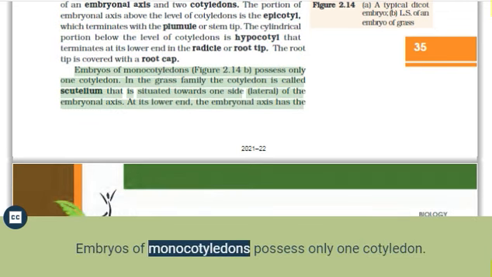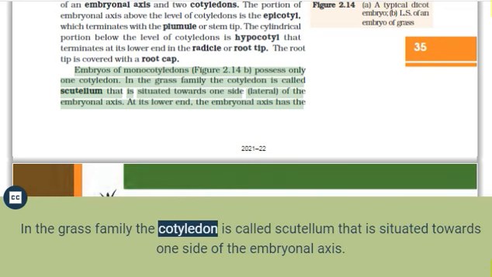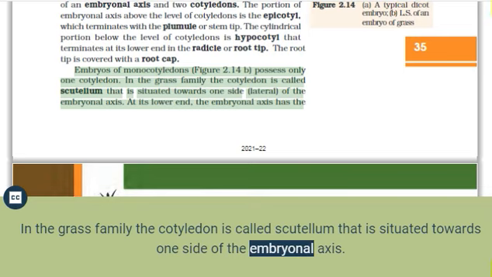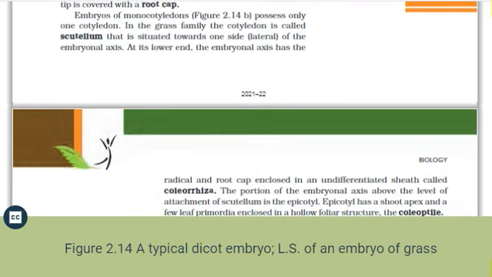Embryos of monocotyledons possess only one cotyledon. In the grass family, the cotyledon is called scutellum, that is situated towards one side of the embryonal axis. At its lower end, the embryonal axis has the radicle and root cap. Figure 2.14: a typical dicot embryo, LS of an embryo of grass.